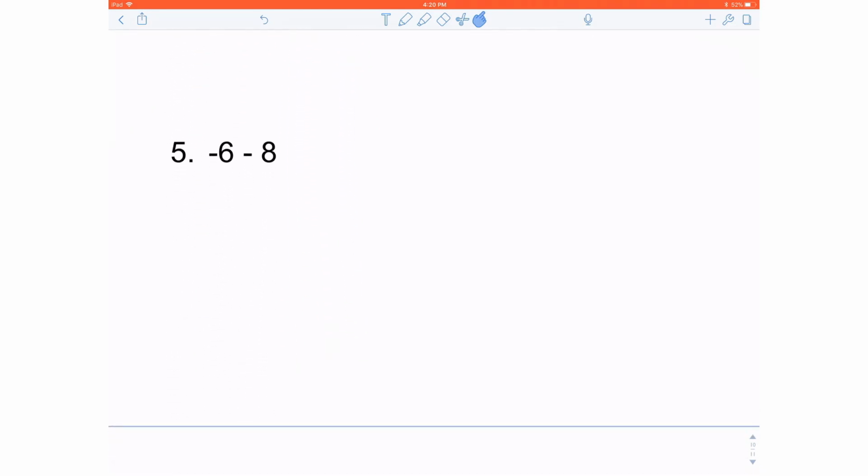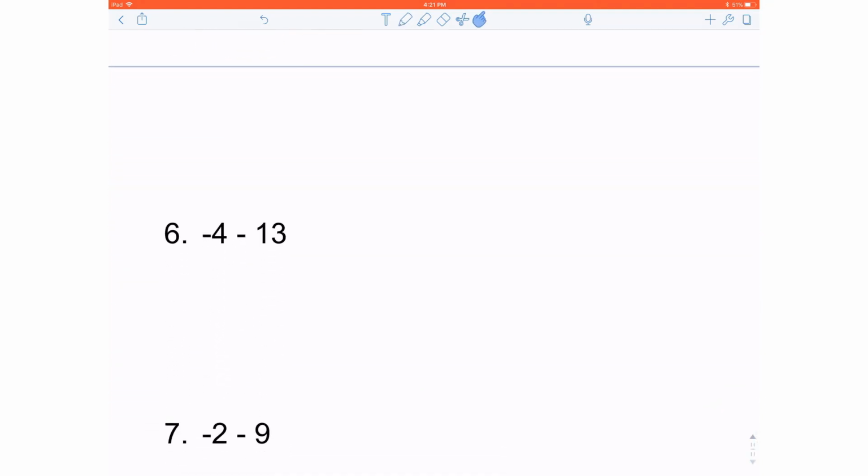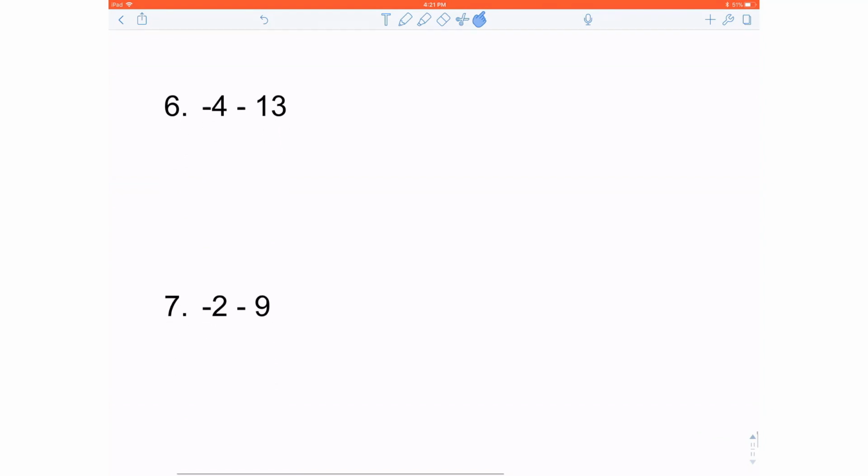Now with number 5, we see here negative 6, negative 8, or negative 6 minus 8. What's that rule? If the signs are the same, we add them. So 6 plus 8 is 14, and we keep the same sign, so it's negative 14. Okay? Give number 6 and 7 a try. I'll give you a couple seconds to do it, and then I'll go over them with you.